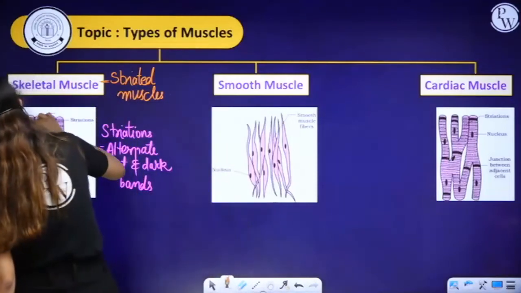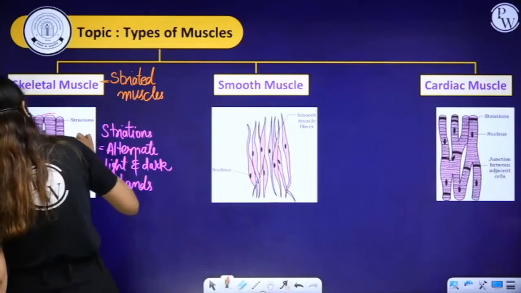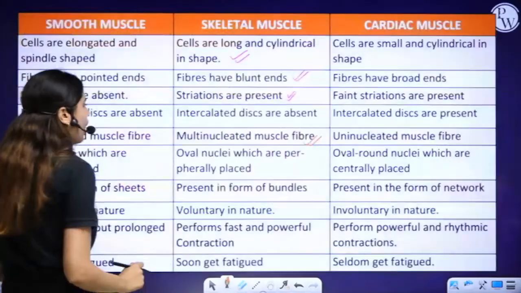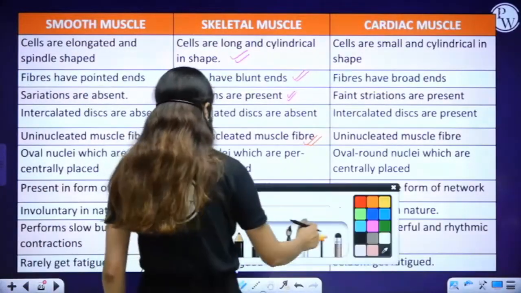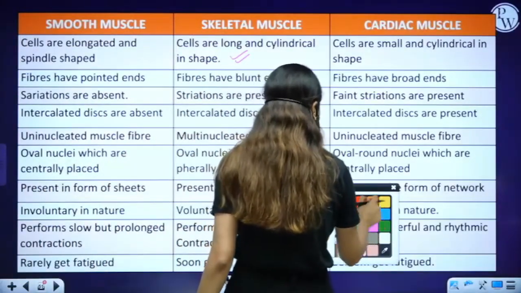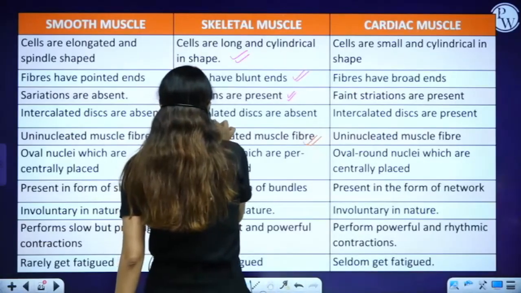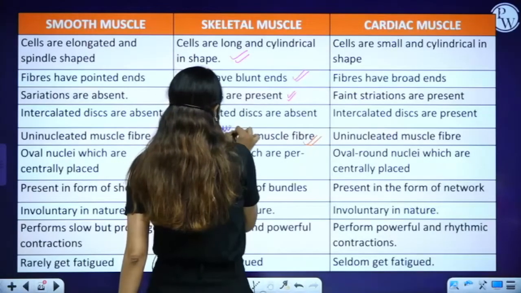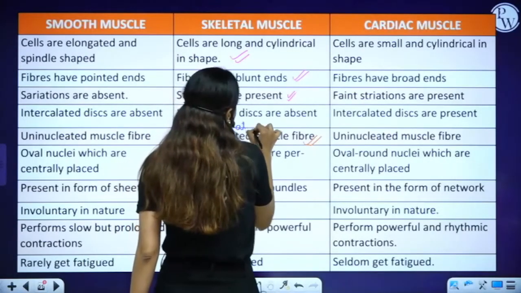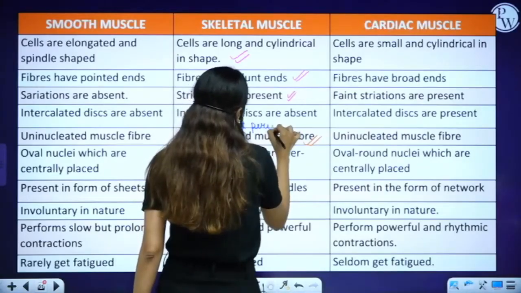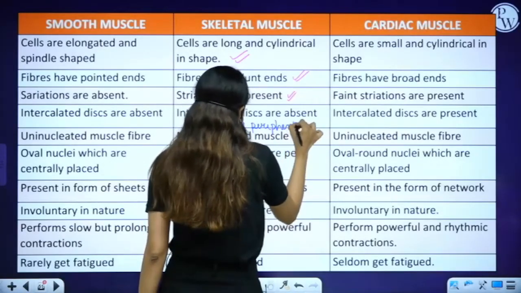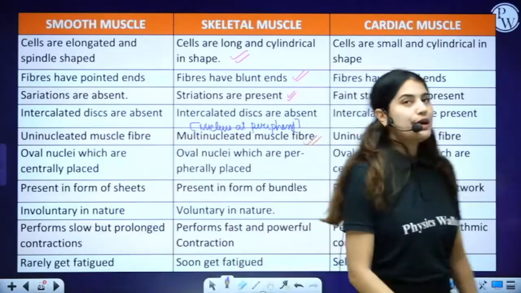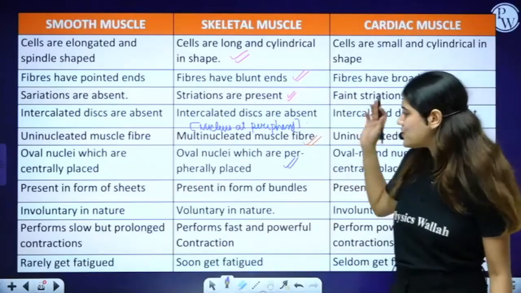So here also you can see the nucleus is towards the corner. We can draw the nucleus here towards the corner. So the nucleus is at the corner. We can mention this as well here in the image itself. Nucleus at the periphery. Periphery means corner, right? Peripherally placed, it's mentioned here.